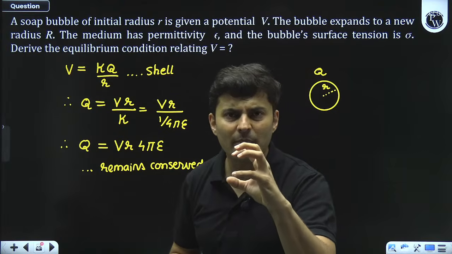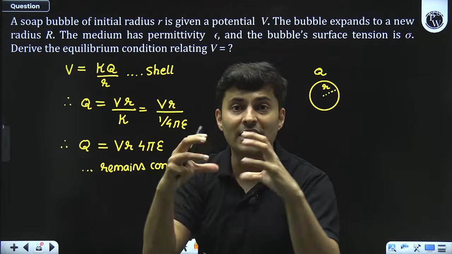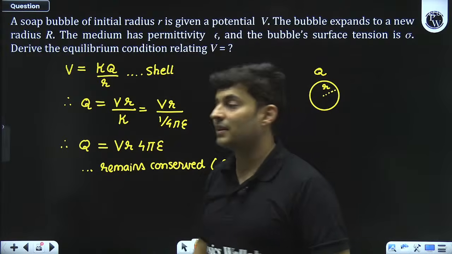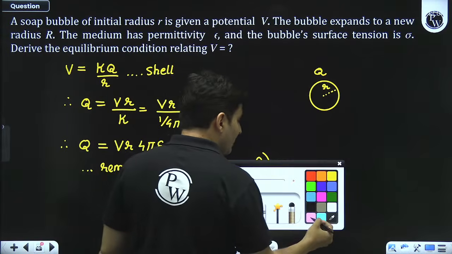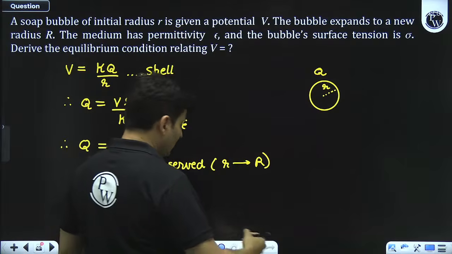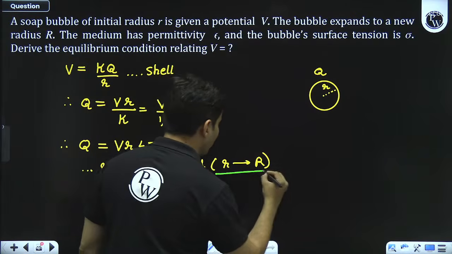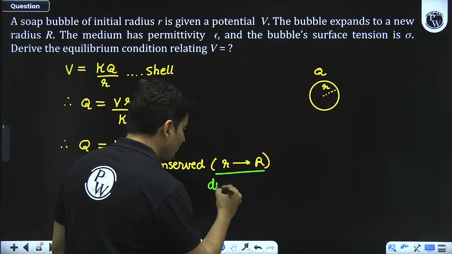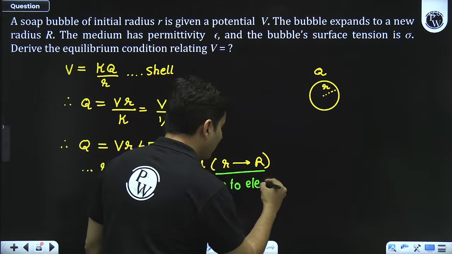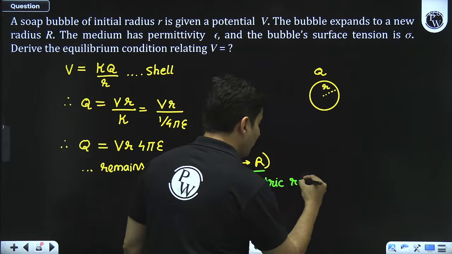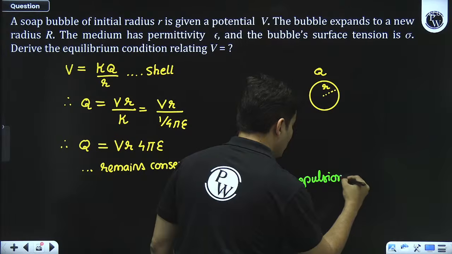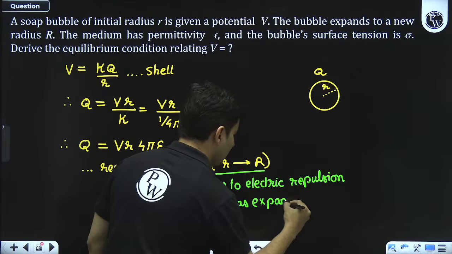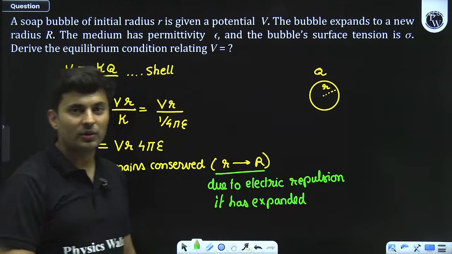That bubble was very happy. You put some charge, what will those charges do? They will try to repel each other. So because of the repulsion, the size has increased. This process which has happened over here was because of the charge addition. So due to electric repulsion, it has expanded. Otherwise, it would have stayed at small r only.